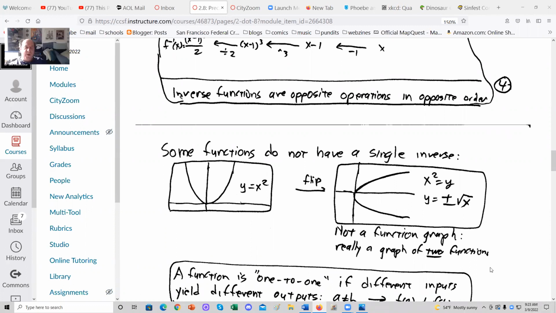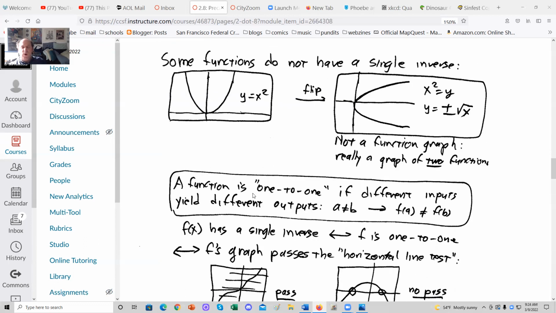Now, the trouble with flipping through a diagonal is that sometimes you don't get the graph of a function. For example, here's the graph of y equals x cubed. If I flip it through the diagonal, we get this graph here, a sideways parabola, but it's not a function graph because it's not one-to-one. I mean, this upper half is the graph of a function, y equals square root of x. This lower half is the graph of a function, minus square root of x. So really, this is a graph of two functions. So we do not have a single inverse for this thing.